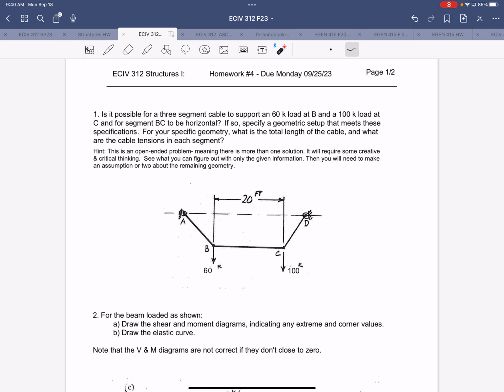So what that means is that there's more than one solution to this problem. And you're going to have to make some assumptions in order to get through it. So this is sort of getting a taste of design and training your brain to think creatively and critically about the problem and what you can manipulate with regards to the geometry, right? What assumptions can you make that don't violate any of the laws that we've gone through with regards to statics and what you know about cables and cable tensions. So think about that.